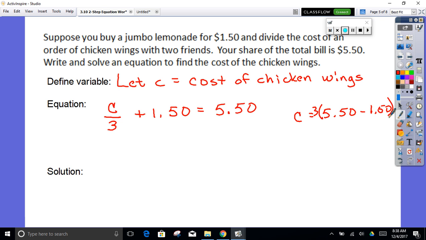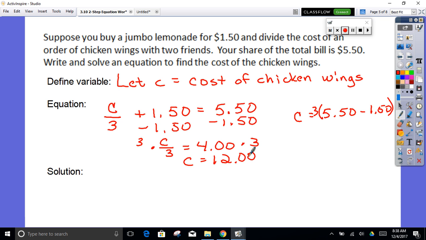All right, so now we need to solve it. Taryn, tell me what to do to solve it. You subtract 150 from both sides. $4. Okay, what do I have left over here? C over 3 equals $4. And you do times 3, and it equals 12.